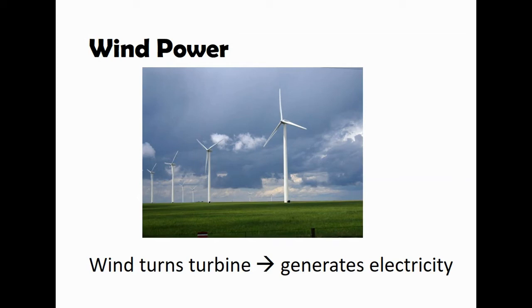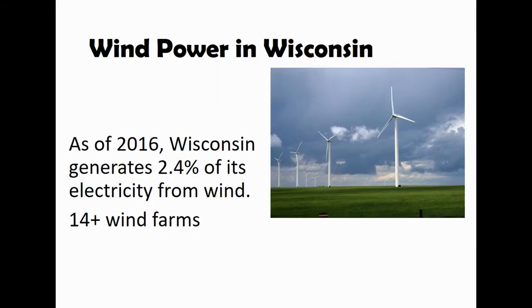Wind power generates energy as wind turns a turbine that causes a coil of wire to spin in a magnetic field and thereby generates electricity. As of 2016, Wisconsin generated 2.4% of its electricity from wind. We have over 14 wind farms in our state.